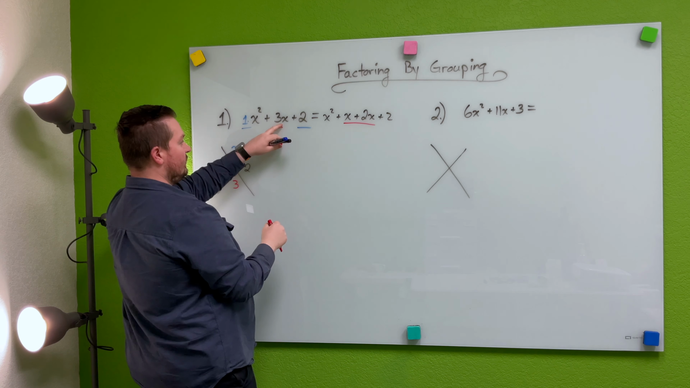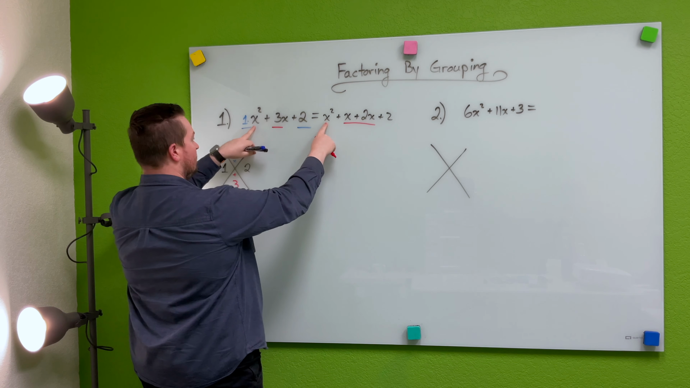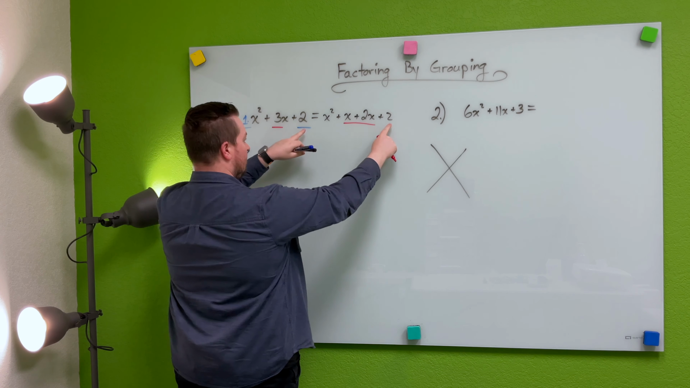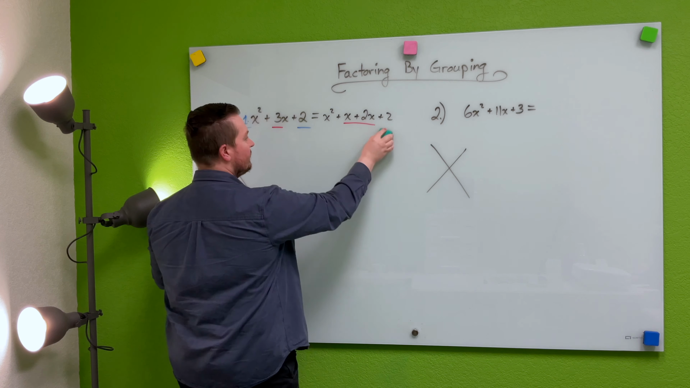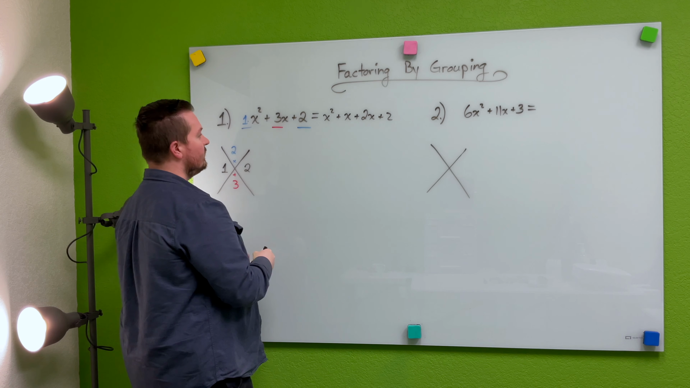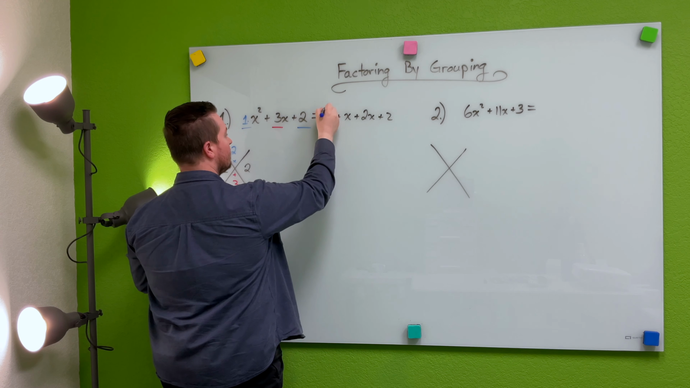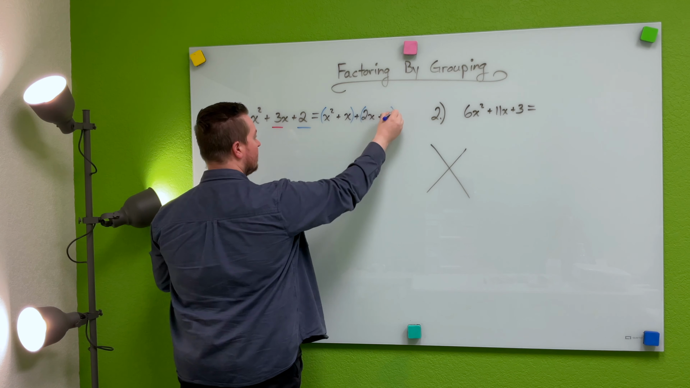So we took this middle term and we split it into two smaller terms. The x squared term stays the same, the constant term stays the same. Now what we want to do is group some of these together. So let's group these first two terms together. We'll group the second two terms together.